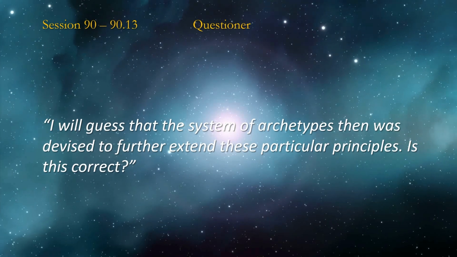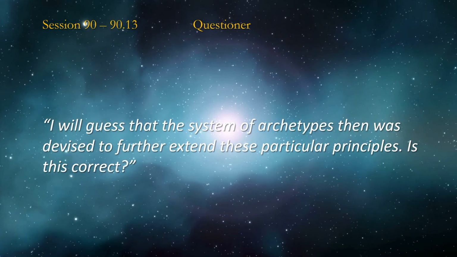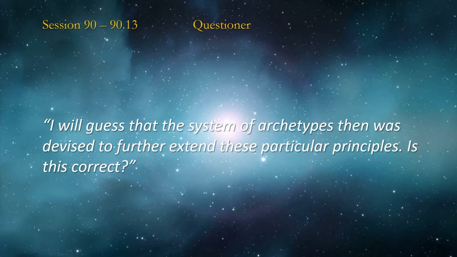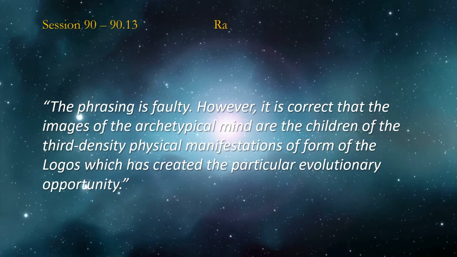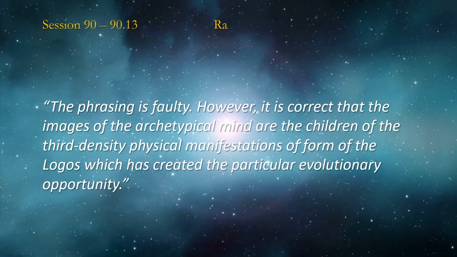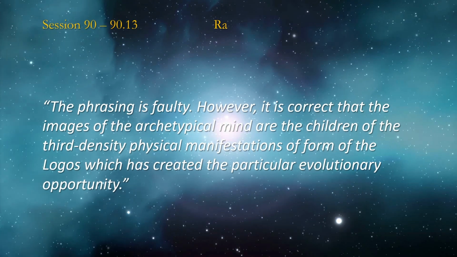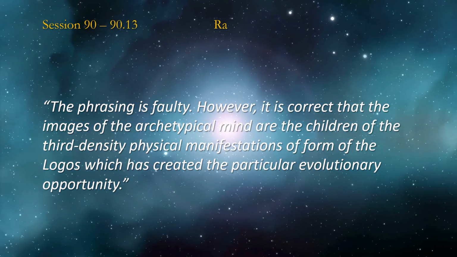Let's move to the next question. Question 13, Don says, I will guess that the system of archetypes then was devised to further extend these particular principles. Is this correct? Ra says, the phrasing is faulty. However, it is correct that the images of the archetypical mind are the children of the third density physical manifestations of form of the logos, which has created the particular evolutionary opportunity.